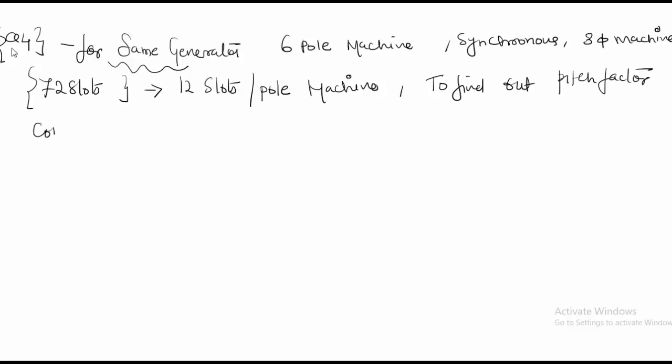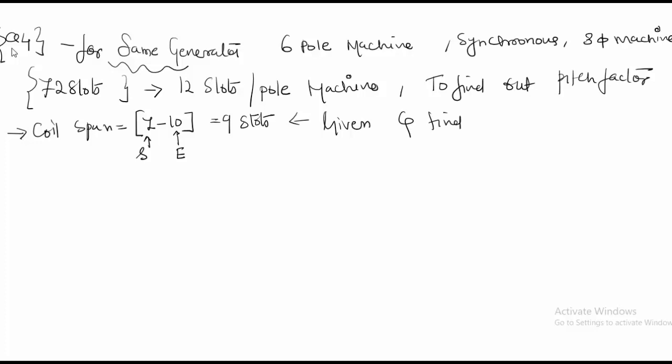Now the coil span is equal to 1 to 10, where 1 is the start of the coil and 10 is the end of the coil. So this is start and this is end. So my coil span is equal to 9 slots. So these are the details which are given, all these values are given. Now the question is to find out Kp, or pitch factor.